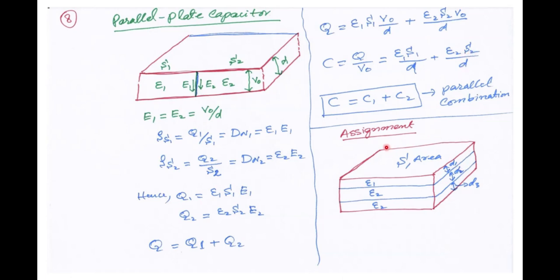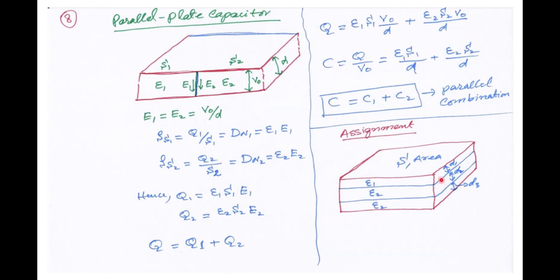Now I'm going to assign you a problem. You should submit this assignment when you watch this video lecture. In this problem, there are three different materials between the two conducting plates of the capacitor, which we have denoted by epsilon 1, epsilon 2, and epsilon 3. This one is epsilon 3.